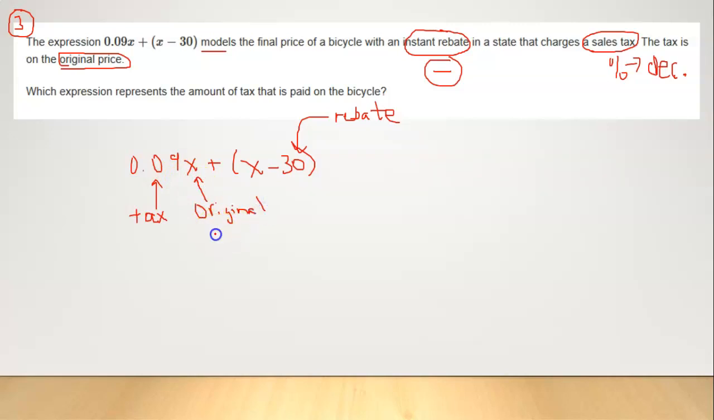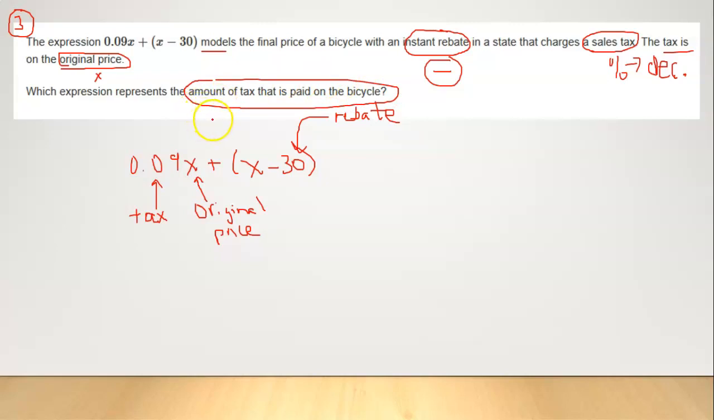It doesn't explicitly say, let x equal the original price. What it does tell you is that the tax is on the original price. So we need to sort of put those pieces together. We know that a tax is a decimal, so the original price must be x in this example. Which expression represents the amount of tax that is paid on the bicycle?